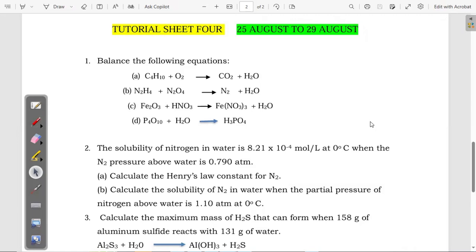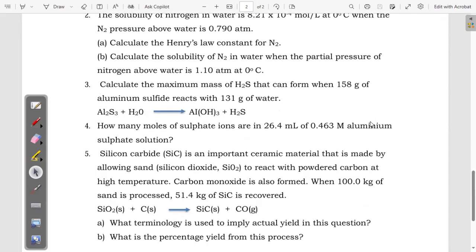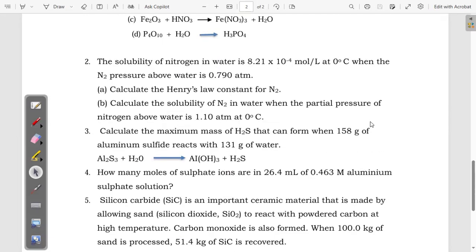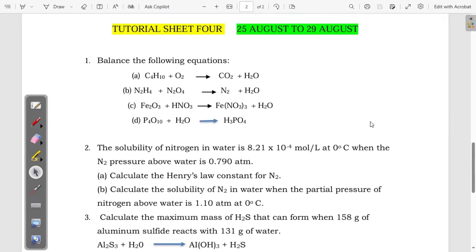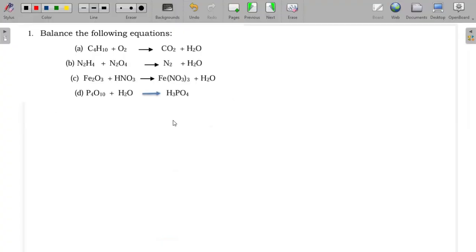Question 4, we'll be looking at how to find the molarity of the solution. Questions 3 and 5 will just be on how to use the mole ratios, limiting reactants, and how to find the percentage yield. So these are the questions that we're going to solve in this video. Let's start with the first one, which is on balancing chemical equations.